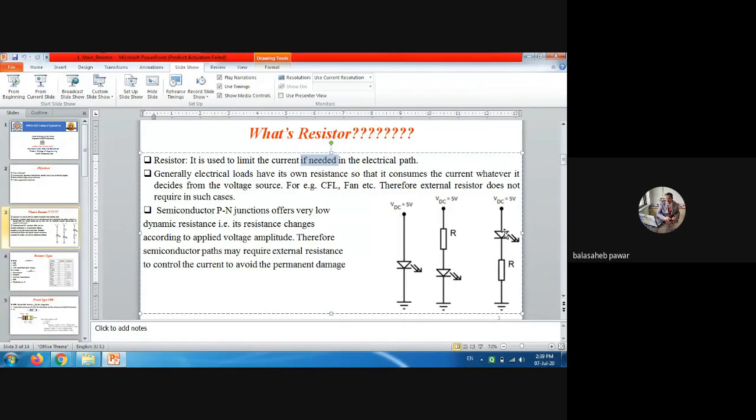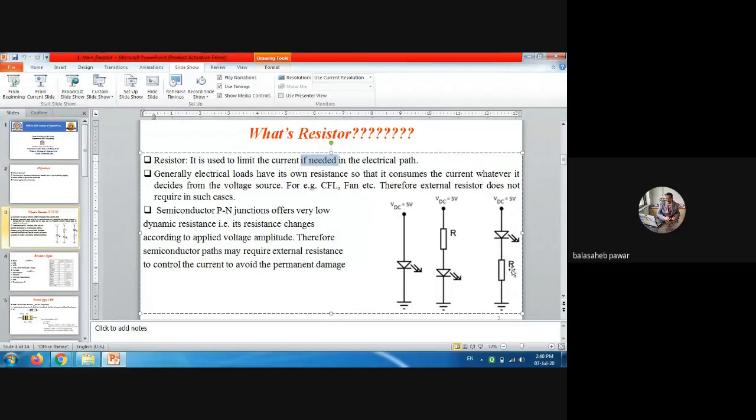This is also correct. So what is the use of a resistor? Simply to limit the current in the path. So wherever it may be, either before the device or after the device, if you apply the same KVL over here, you will observe the same value of R. So it does not matter where it is. Even if it is before this LED, it will limit the current to 50 milliamps. If it is after the LED, again it will limit the current to 50 milliamps.